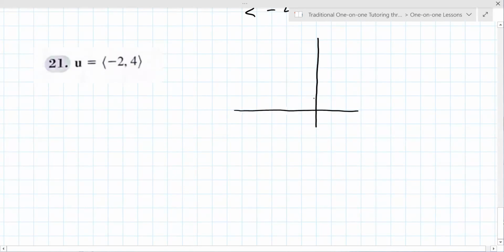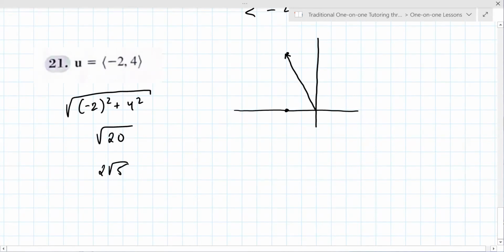So if we were to graph this thing, it means go left 2 and up 4. So the arrow is literally like this. And if we were to find the length of this arrow, we would do minus 2 squared plus 4 squared, square rooted, and that's the square root of 20, which becomes 2 root 5. And that's the length of this vector here. So the length is 2 square root of 5. So unit vectors have a length of 1. And they go in the same direction.